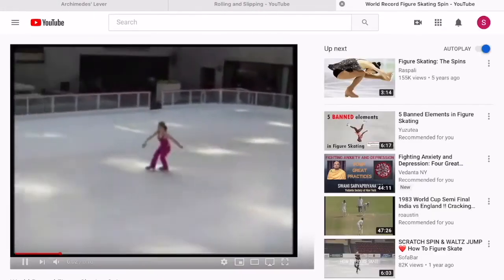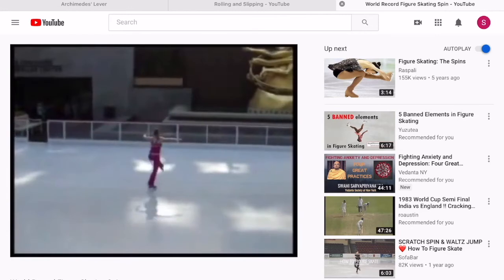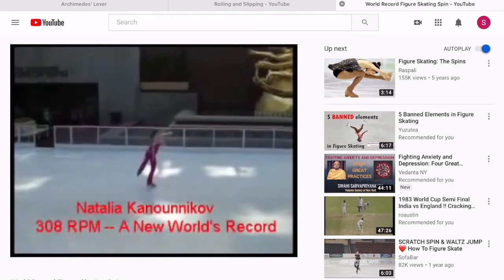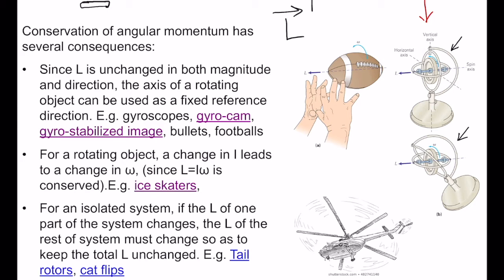Here's an ice skater, and I'll let you watch. So, did you see what happened? She was at first spinning slowly, but she had her arms and legs spread out, and so her I was larger. Remember that more mass distributed away from the axis of rotation gives you a larger I. Then she brought her arms and legs close to her axis of rotation, and that made her I smaller. So her omega has to go up to conserve angular momentum, and so she started spinning really, really fast.